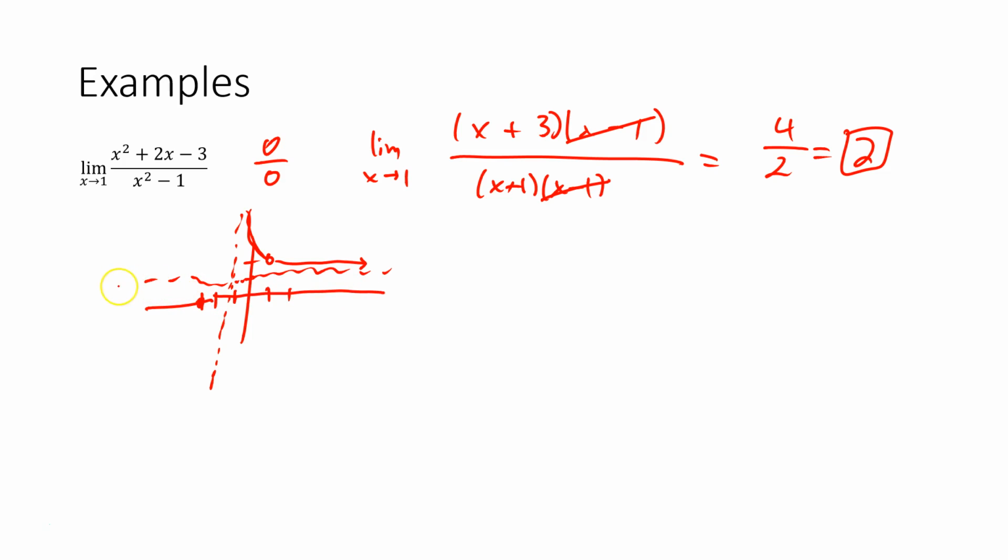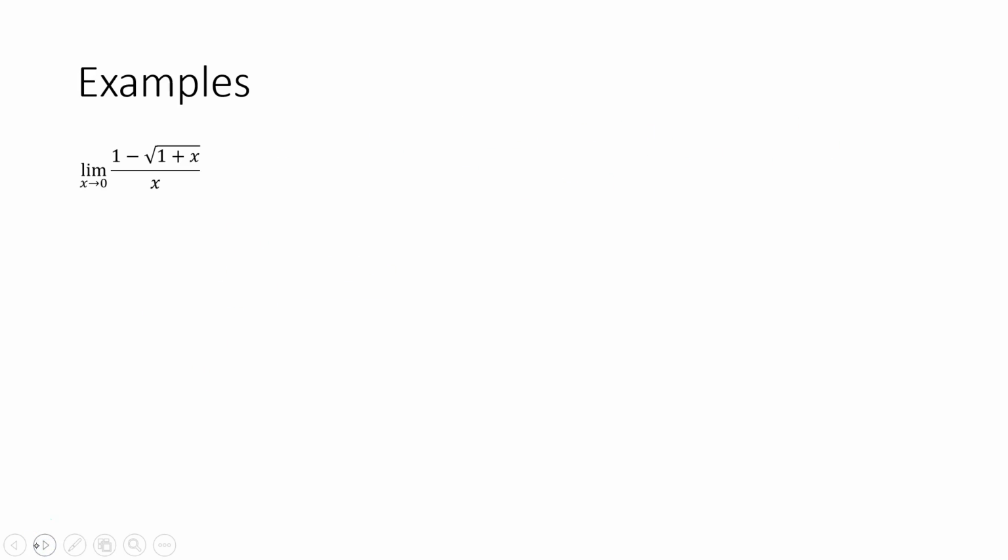And then over here it will probably look like this. There we go. So we have that hole right there. But as the x values approach 1, the y values are getting really close to 2. Because we cancel that out, we just have a hole there. Now we get a conjugate one.